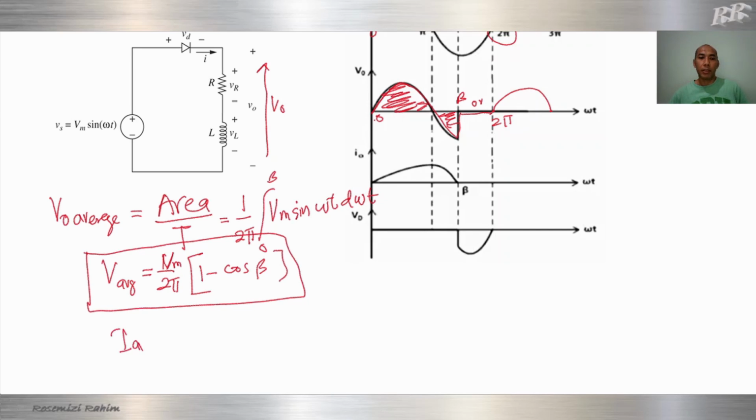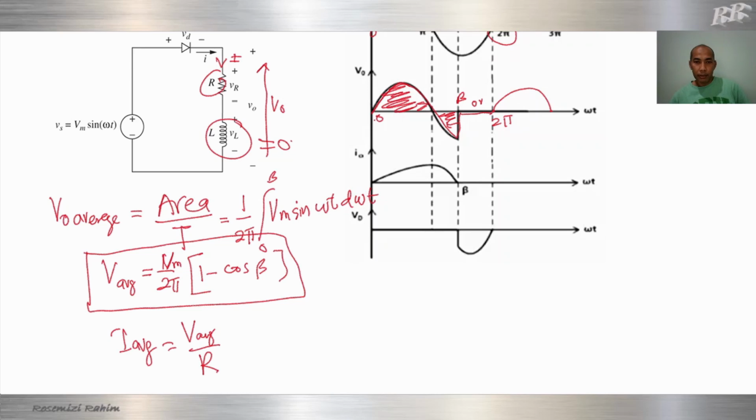I average equals, okay, the average voltage is here, so the average current will be equal to the average voltage divided by the resistor R, since the average voltage across the inductor, VL, is equal to 0. So the average current will be V average over R.